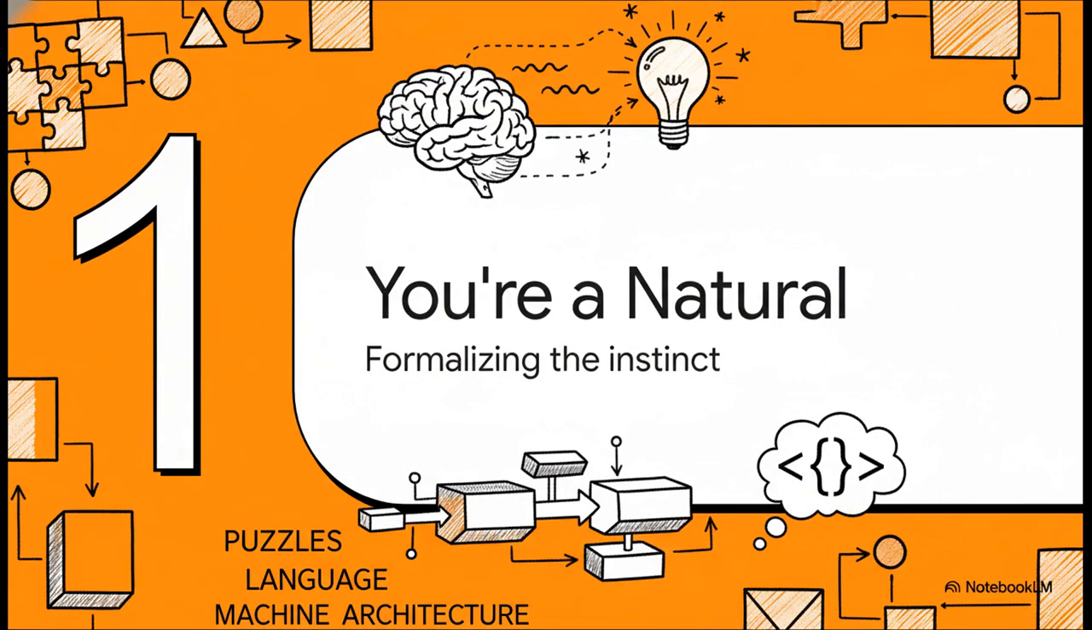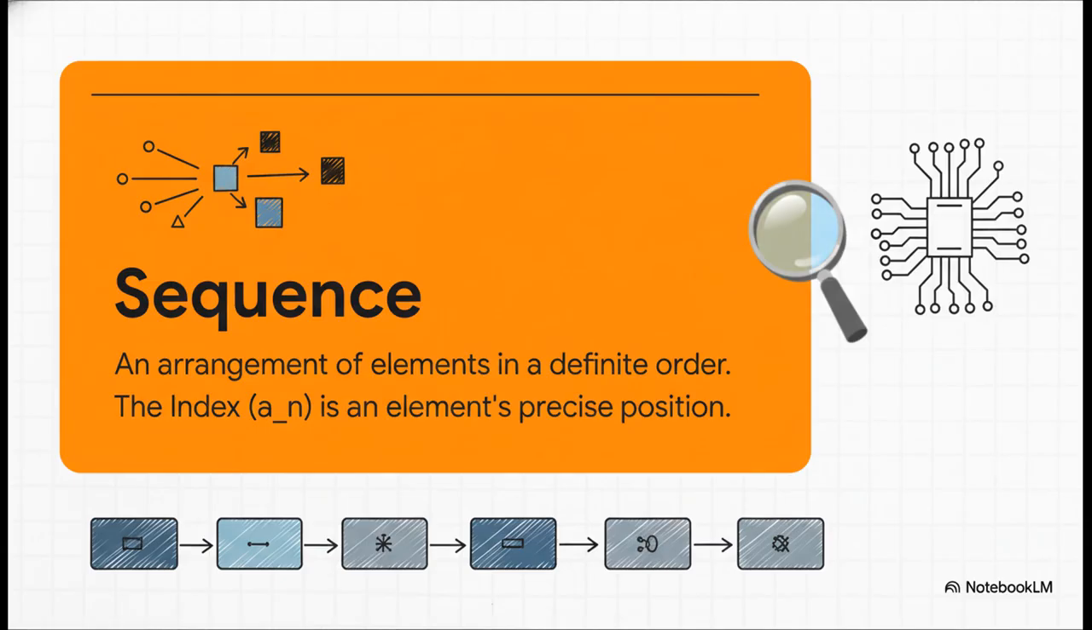That instinct you just used, that spark of recognition, that's exactly what we're going to formalize today. We're going to give that instinct a language. So what is a sequence, really? When we get right down to it, it's just a bunch of things, or elements, arranged in a very specific order. Each element has its own precise position, its own index, kind of like a series of labeled mailboxes. The first one is A1, the second is A2, the third is A3, and on and on.